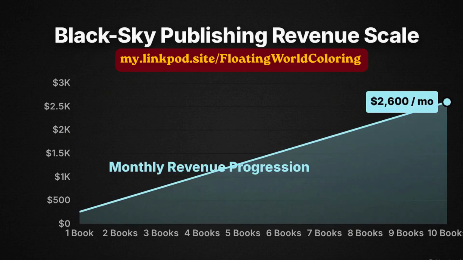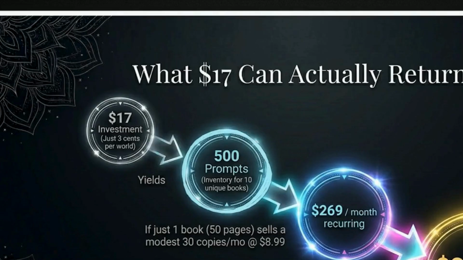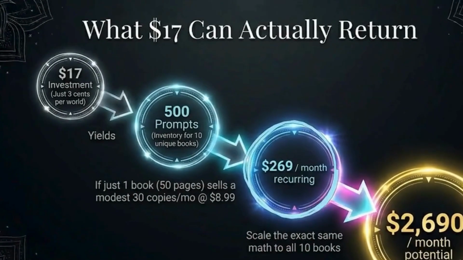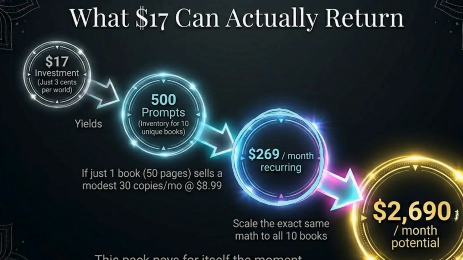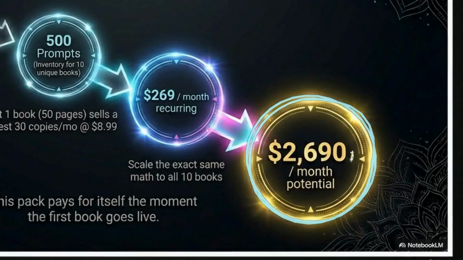This chart outlines the barrier to entry. A $17 launch provides 500 unique prompts. If one book sells just 30 copies a month, it generates $269 in recurring revenue. Extrapolate that math across 10 books using the remaining inventory, and the scale is clear.